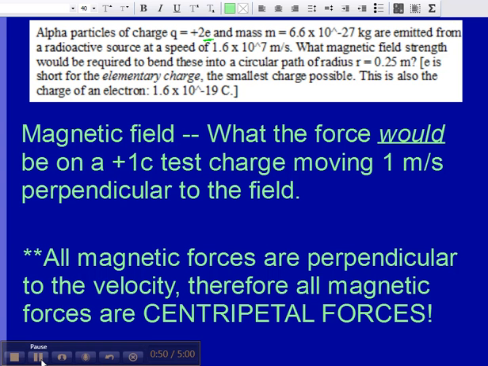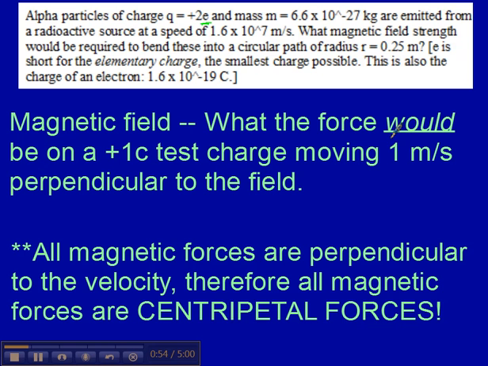My definition of a magnetic field is what the force would be on a plus 1 Coulomb test charge moving 1 meter per second perpendicular to the field. It turns out that magnetic fields can only apply forces to objects that are moving. If an object's stationary, you get no force from a magnetic field. And I wanted to add this down at the bottom. It turns out that forces from a magnetic field are always perpendicular to that object's motion.